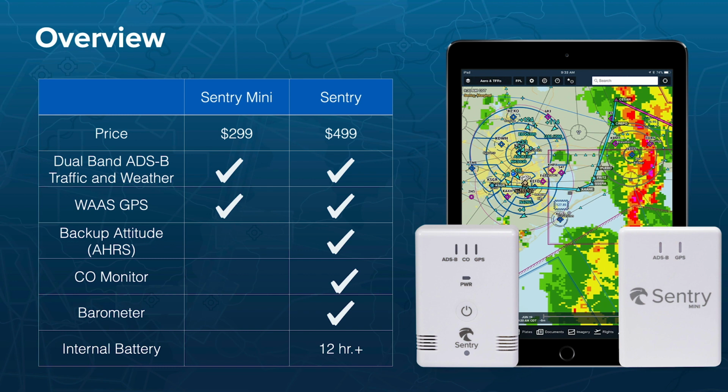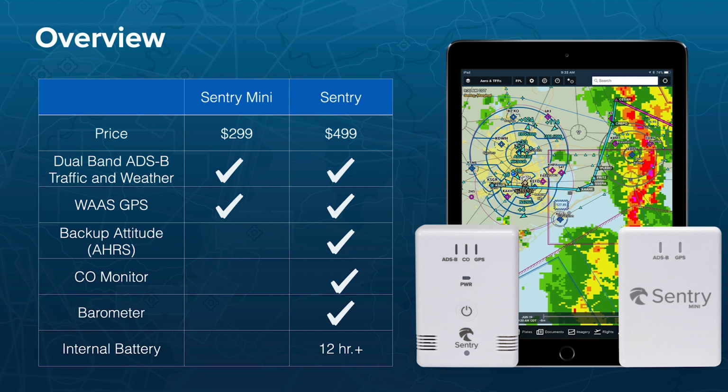If you decide to go up to the Sentry, the full-size Sentry, you also get some other additional capabilities as well. Namely, it has a backup attitude, so an AHARS system in it, which will give you pitch and bank. And then we have a CO monitor in the device, which detects carbon monoxide levels in your aircraft. This is especially important if you fly a piston airplane, because this is a problem sometimes in the general aviation fleet. It also has a barometer in it, so you can see your aircraft's pressure altitude, or if you have a pressurized airplane, you can see the cabin pressure altitude of the airplane.